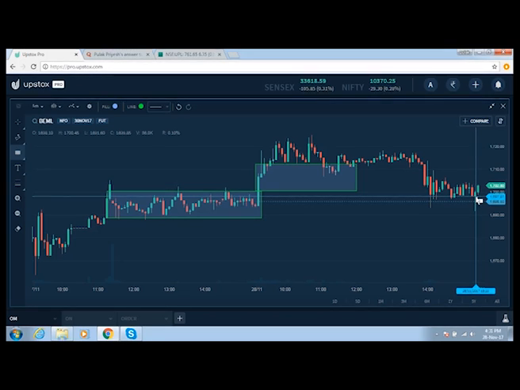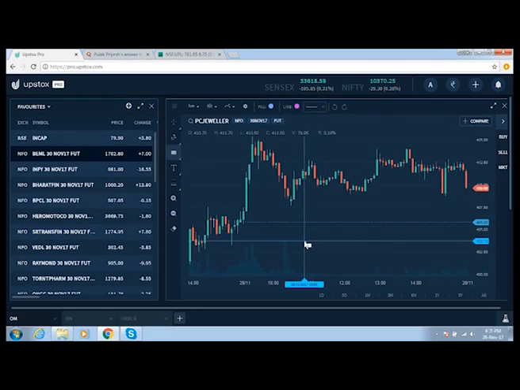Fine, good enough. I hope you all understood the basic concept of finding trades in intraday using the candlestick rectangular box method.